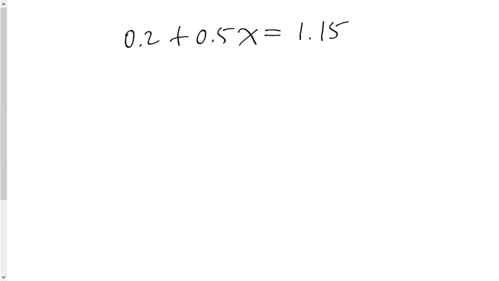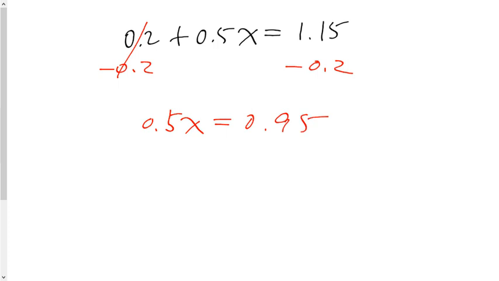Our second question just involves rational numbers in decimal form as coefficients and constants. Real simple. To get rid of the constant, we have to acknowledge that it's 0.2. Add its opposite to get rid of it. Half of x is equal to 0.95, if I'm right. $1.15 take away 20 cents would be 95 cents.